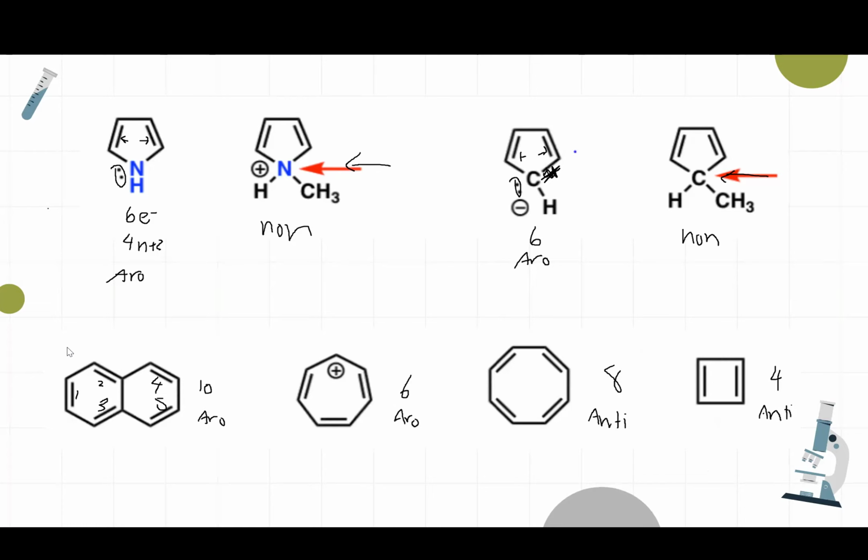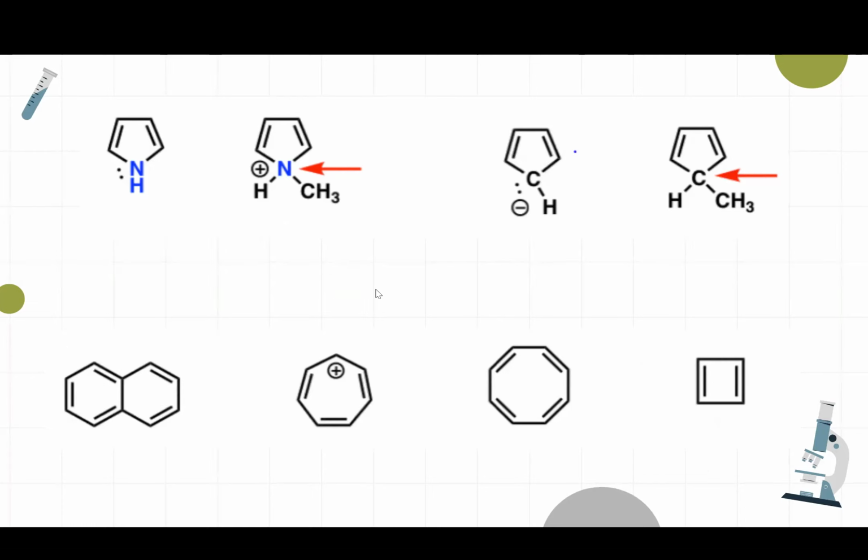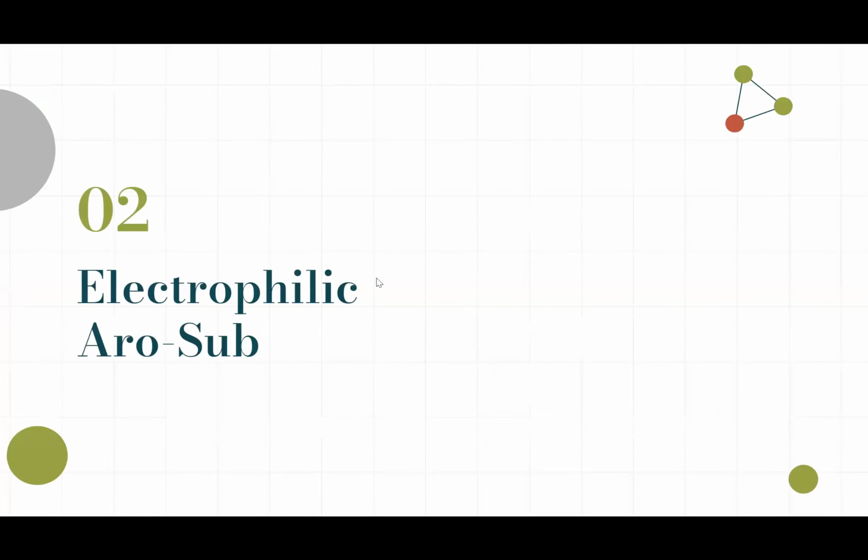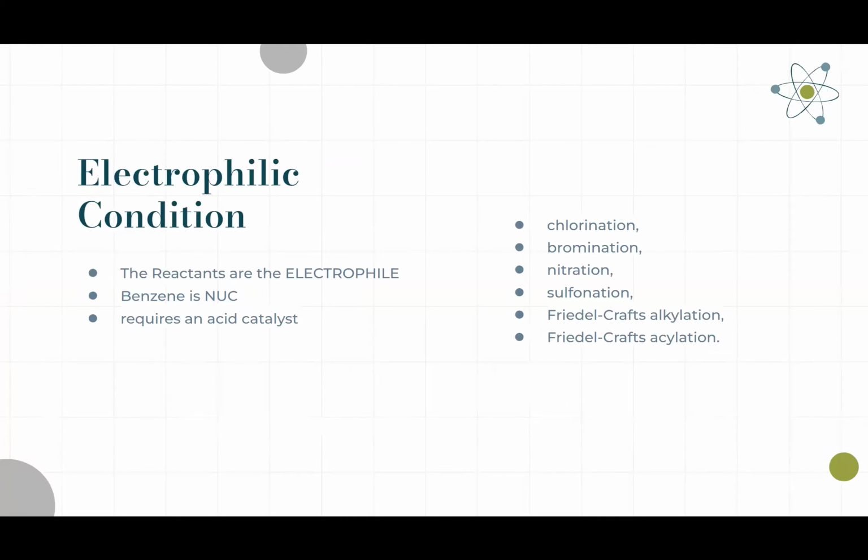Let me just clear my drawing and we can continue. So now let's get to electrophilic aromatic substitution, right? Electrophilic meaning it's an electrophile. So basically, in this case, the things that you're adding to it would be electrophiles, and the benzene is going to be attacking whatever you're adding to it, right? So the reactants are your electrophile, and your benzene is your nucleophile, hence electrophilic aromatic substitution, because you're adding electrophiles, right?